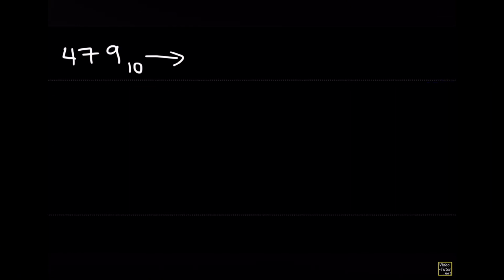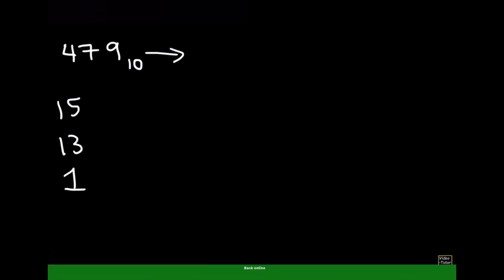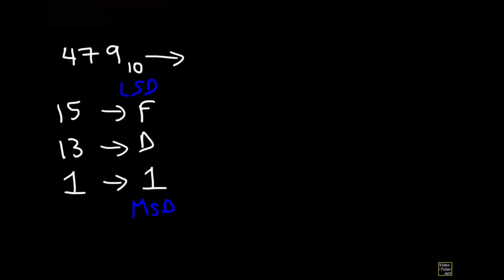I'm gonna rewrite it, but let me get rid of this stuff first. So we had 1, 13, and 15. The remainders, you want to convert them to hexadecimal numbers. 1 corresponds to 1, 13 corresponds to D, and 15 corresponds to F. Now, 1 is the most significant digit and F is the least significant digit. And now we need to write it in this order, from the most significant digit to the least significant.